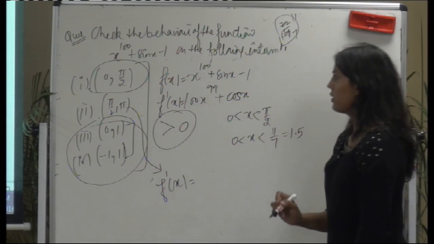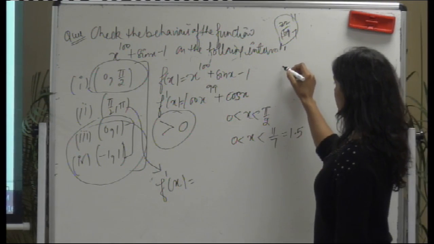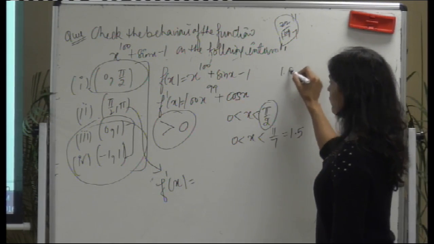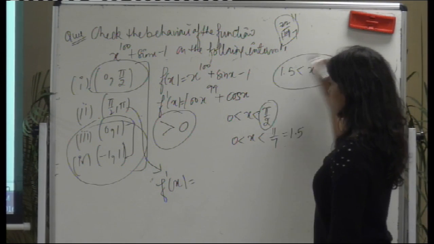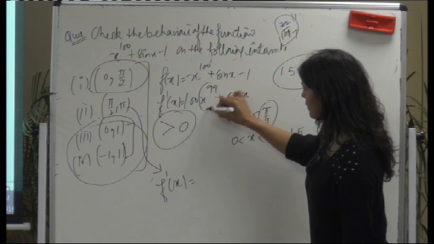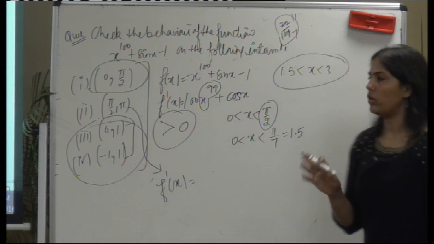Quickly think: pi by 2 to pi. Pi by 2 is 1.5 and pi is 3.1, so x is positive and x to the power 99 is positive. No problem at all. What about cos x now?